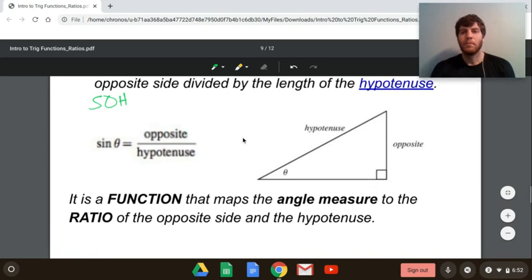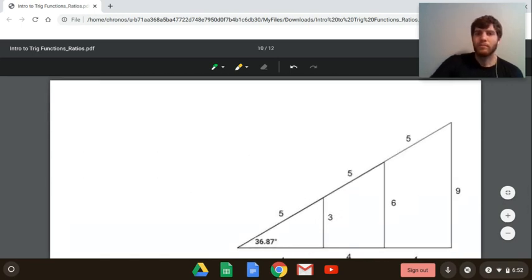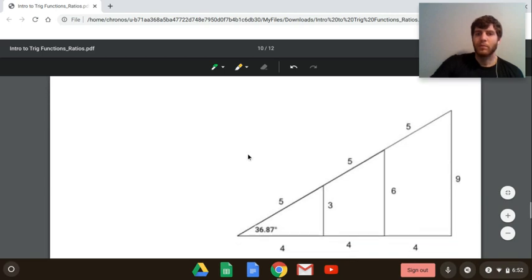Okay. And at the bottom here, this is what we want to talk about. It says it's a function that maps the measure of the angle to the ratio of the opposite side and the hypotenuse. So I want to look at the next slide to demonstrate that. Okay. So before we start here, I want to write a side note up here about what a function is. So an example of a function could be something like f of x, let's say, equals x plus 3.